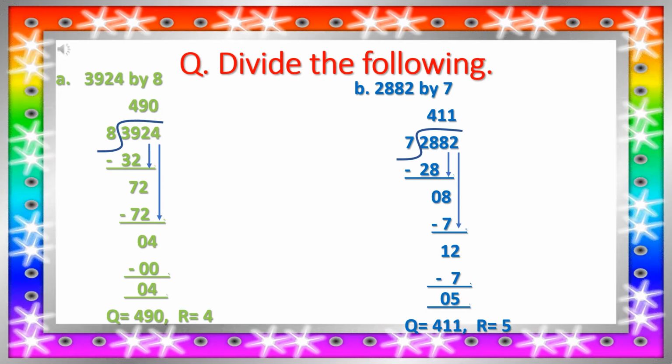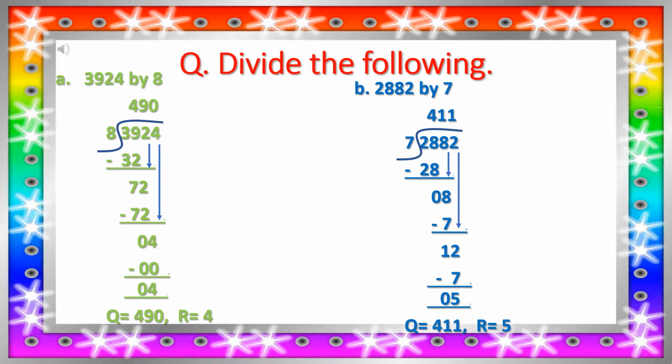So, our first question is divide the following. A part is 3924 by 8. That means we have to divide 3924 by 8. So, first of all, we will arrange the numbers as shown in the slide. Now, 3924. In this number, 3 is present in thousands place and we will start division from there.